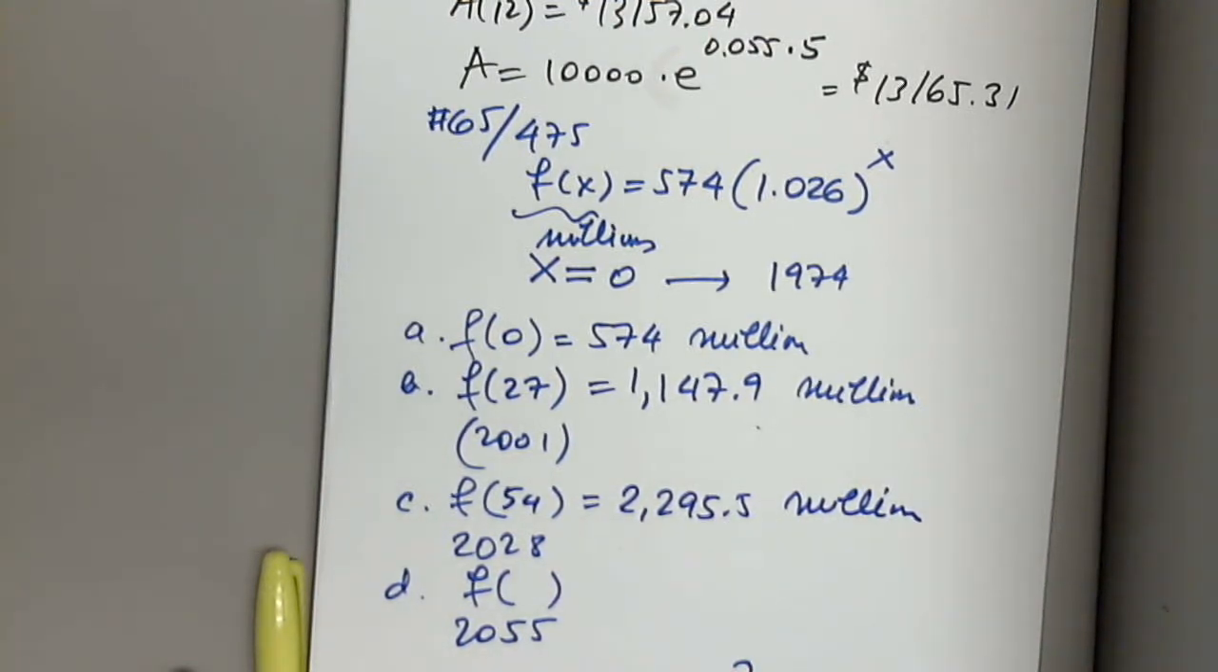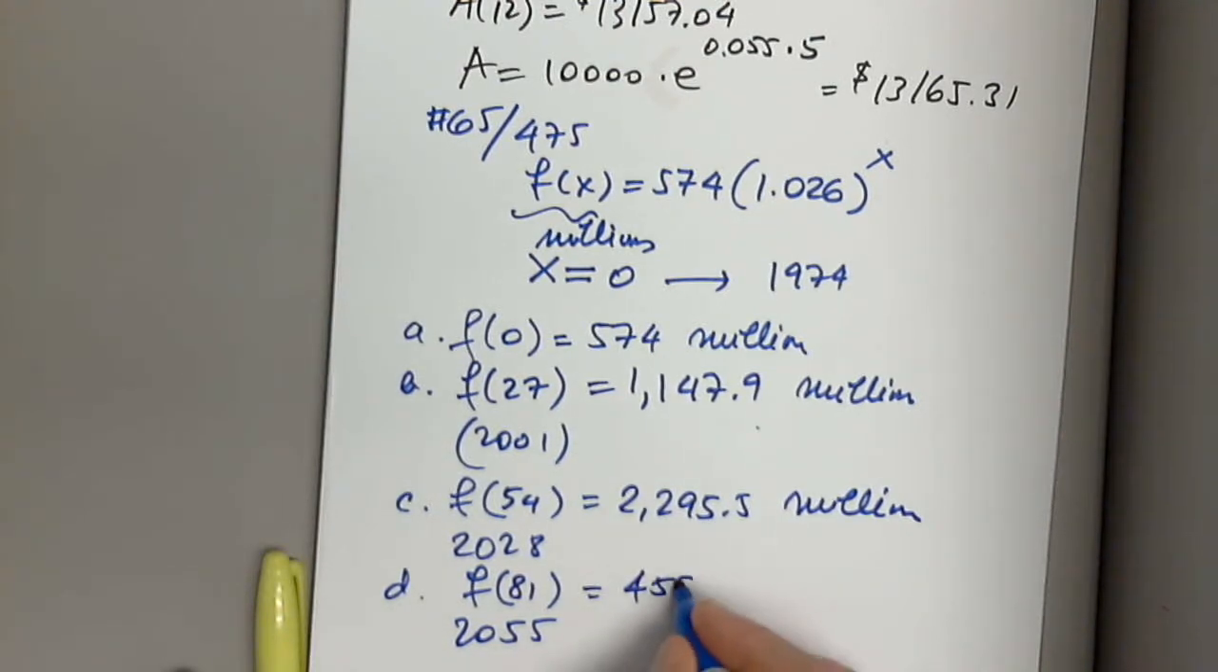Okay. Finally, for 2055, what do I plug in for that? 81. Because it's 54 plus 27, 81. So let's plug in 81. 4590.4. 4 billion people. 4590.4 million.